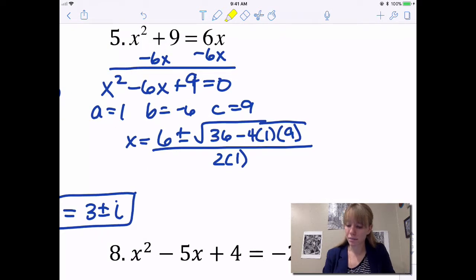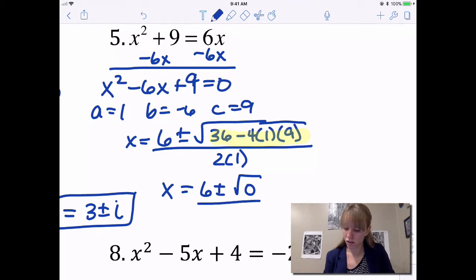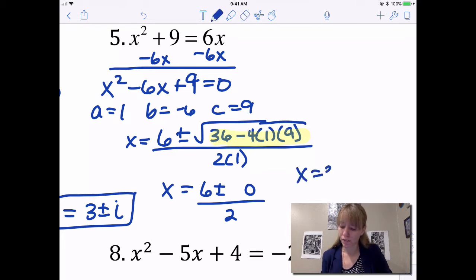And then I can simplify what's under the radical. When I do that, I get x equals 6 plus or minus the square root of 0 all over 2. The thing about this problem is the square root of 0 is actually 0. So I can get rid of that square root. And I have 6 plus 0 divided by 2. 6 plus 0 is 6, divided by 2 is 3. And then 6 minus 0 divided by 2 is also 3.